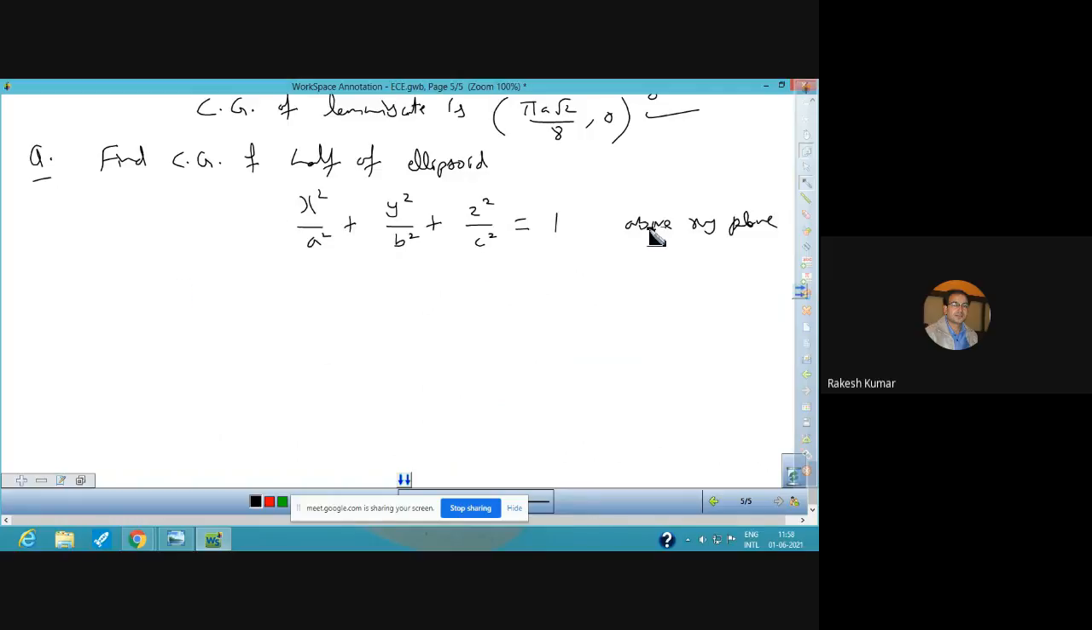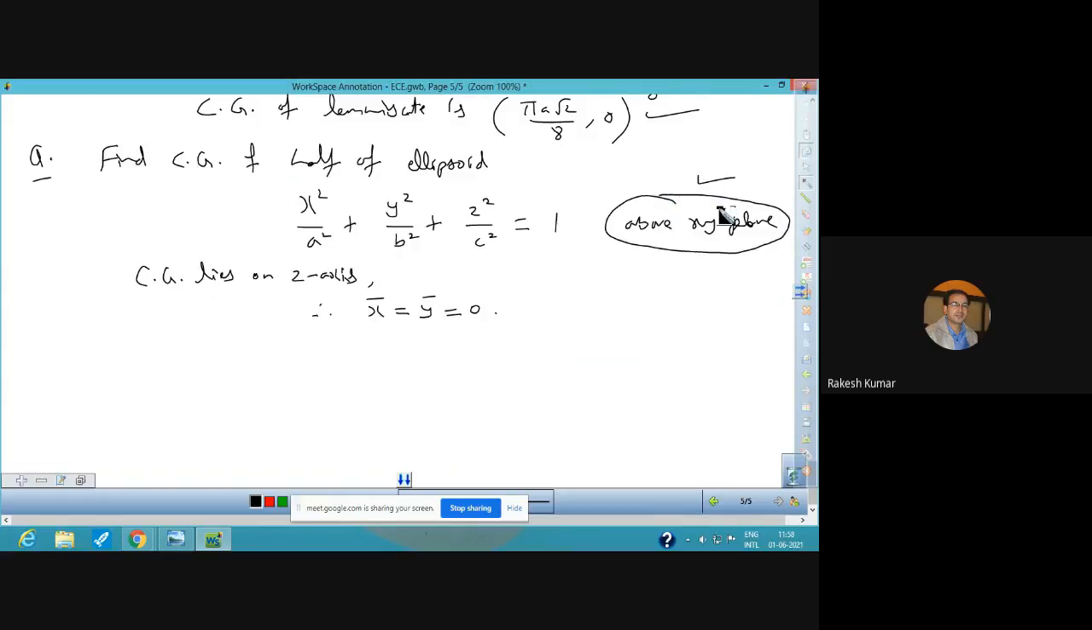Now, if it is lying above xy plane, it means by symmetry, center of gravity lies on z-axis. This is but obvious. If it is lying on z-axis, therefore x coordinate and y coordinate both are 0. So this is just because of this statement.